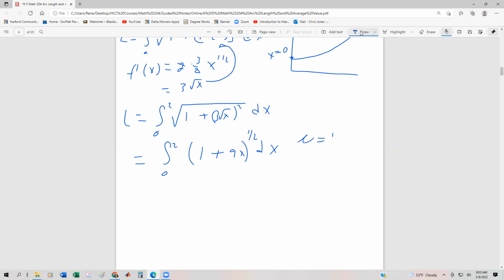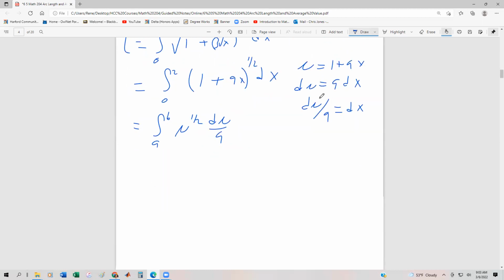So u is going to be 1 plus 9x. du is going to be 9 dx's. We don't want 9 dx, we just want 1 dx, so we're going to divide both sides by 9. So du over 9 equals dx. And so our new integral in terms of u, integral from a to b, of u to the 1/2 du over 9. At this point, we can factor out the 1/9 and take the antiderivative. So we're going to get 1/9 u to the 3 halves over 3 halves, from a to b.